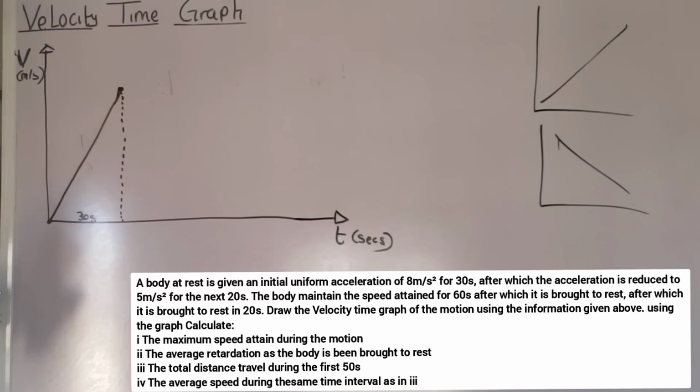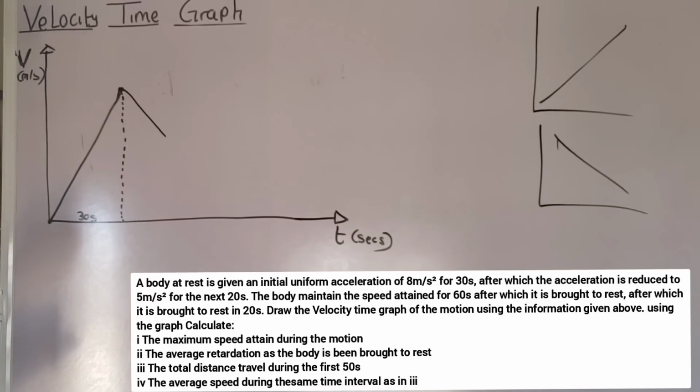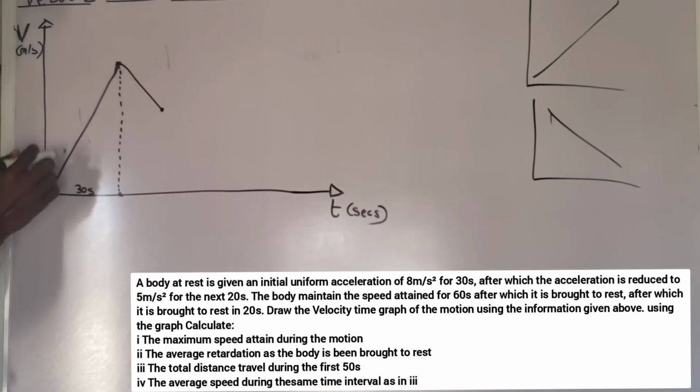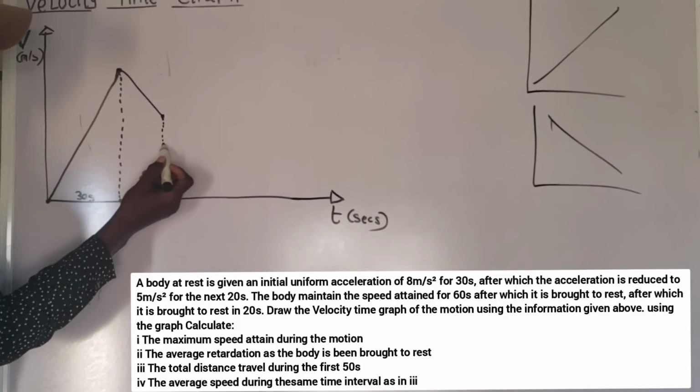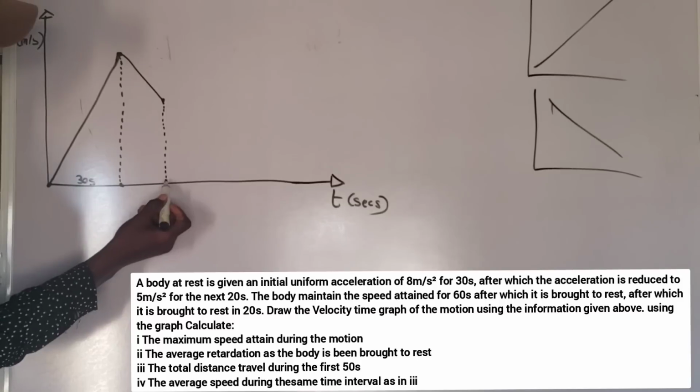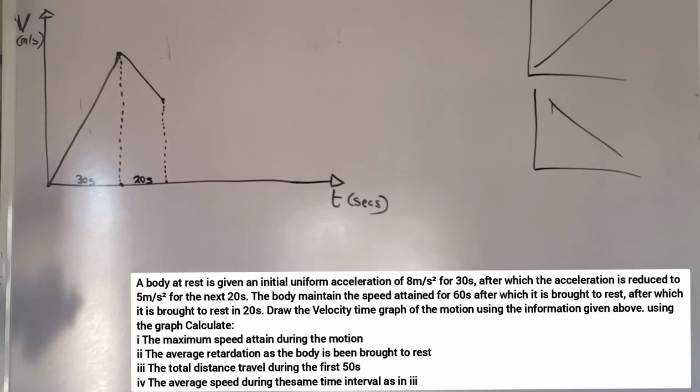Now, because the body changed acceleration, the acceleration reduced from 8 meters per second squared to 5 meters per second squared. Though the body is now going to look like this. You understand? So from this point to this point, it decelerates. So let us call this. So from this point to this point now will be what? 20 seconds. Do you understand?